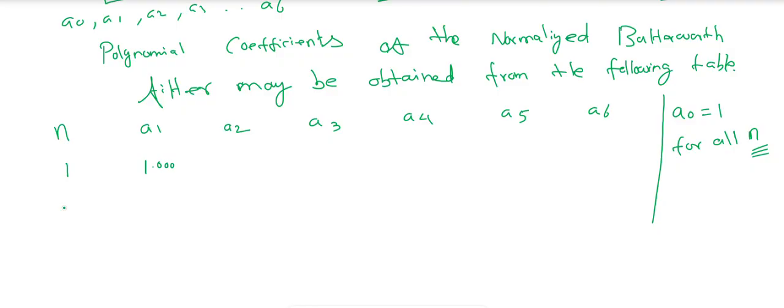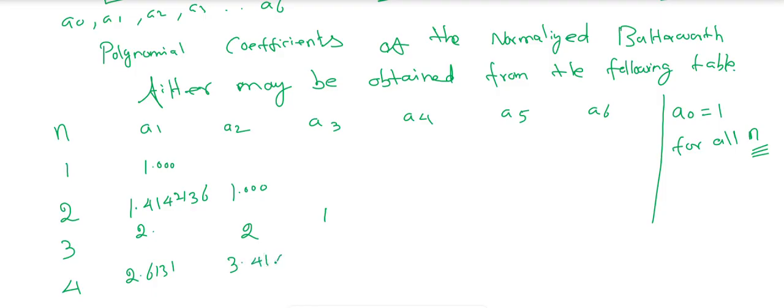For second order, if n is equal to 2, then a1 will be 1.4142136 and a2 will be 1. If n is equal to 3, then it will be 2, this also 2, and a3 will be 1. And if n is equal to 4, this is 2.6131, this is 3.4142, this is 2.6131, then a4 will be 1.